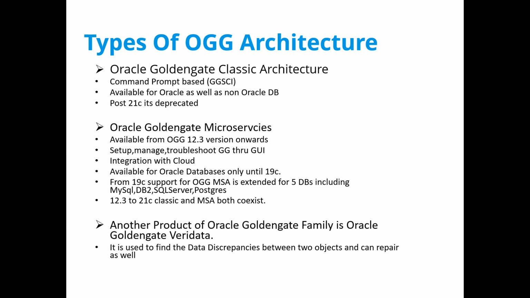Say for example, on source, you have got 10,000 records in a table. On target, you have got 9,000 records. So what Veridata can do for you is it can identify the discrepant records and it can repair those discrepancies as well. Veridata basically does a column by column check for you.